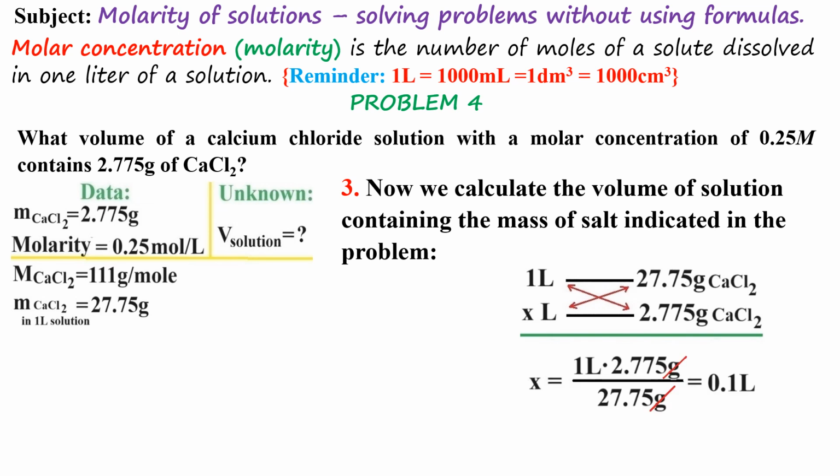Then X equals 1 liter times 2.775 grams divided by 27.75 grams. You can see that the grams cancel out here and we get the result in liters. So X equals 0.1 liter of calcium chloride. The answer for this problem is: this volume equals 0.1 liter.